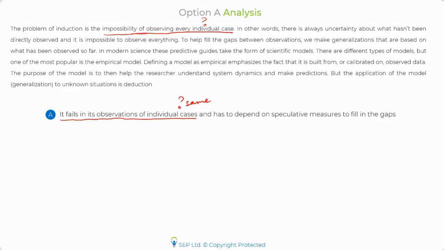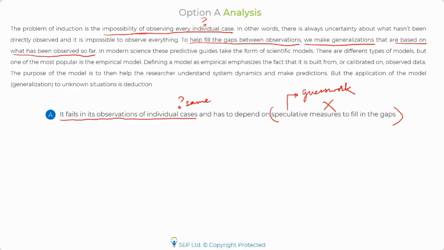Okay, all right, so A, the first half is definitely incorrect and has to depend on speculative measures to fill the gaps. Now, the word speculative means guesswork. This here again is a very extreme word to use. We do say that to help fill the gaps between observation, we make generalizations. But these generalizations are not guesswork. They are based on what has been observed so far. So to call them speculative measures to fill the gaps is a very distorted and extreme way.